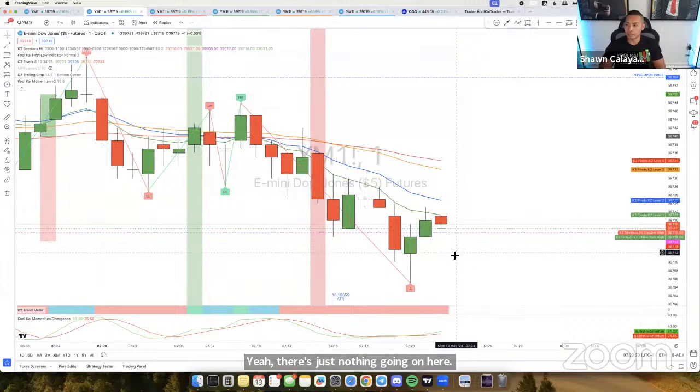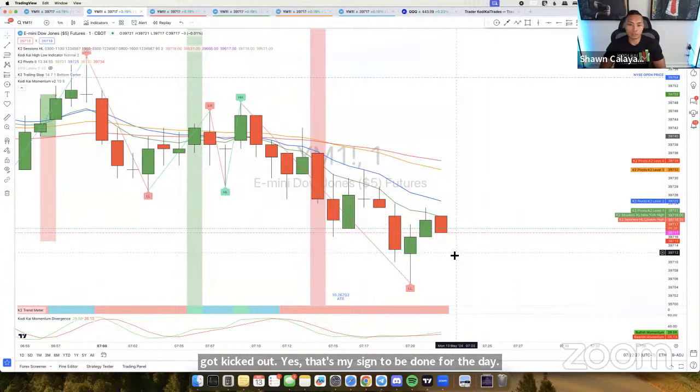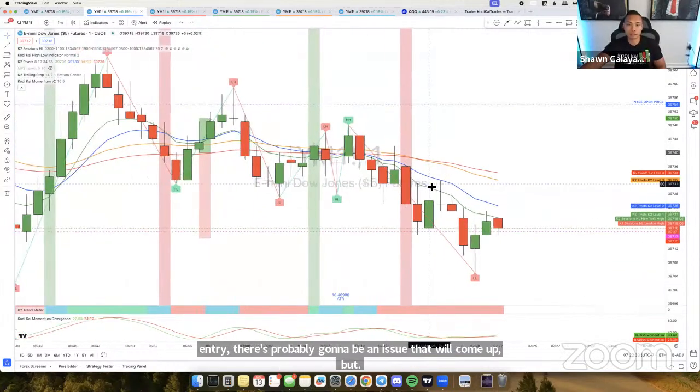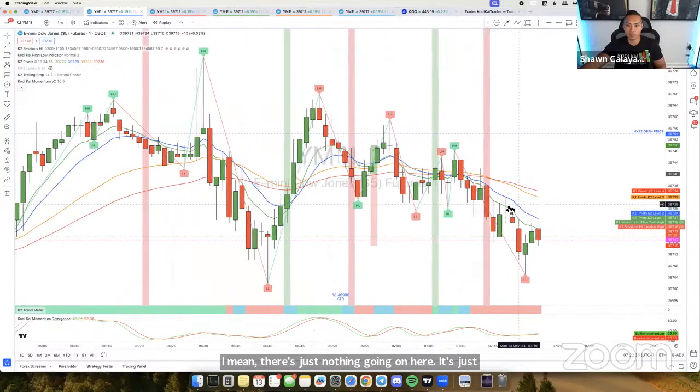Jacobson got kicked out. Guess that's my sign to be done for the day. Yeah, there's just nothing to take here, guys. If you want to sit around and wait for the entry, there's probably going to be an entry that will come up, but there's just nothing going on here. It's just going sideways. It looks like price is moving here, but it really isn't.